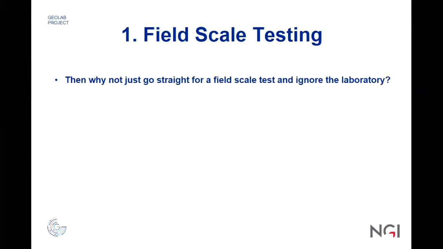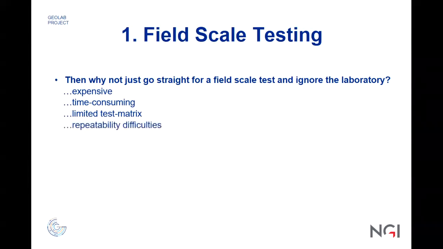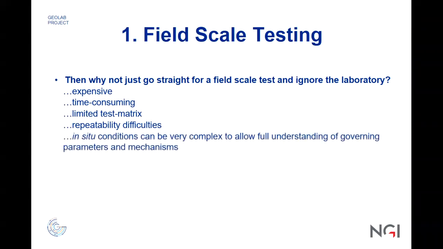But why don't we just do field scale tests and not do lab tests then? The main reason is that it's extremely expensive, and that is the reason for many things why we don't do it. It's time consuming. You can have a quite limited test matrix compared with what you can do in a centrifuge or in a test pit. It has repeatability difficulties, of course, also because it's expensive and the condition is natural. We have much less control than if you test in the lab. And in-situ conditions can be very complex, making it hard to fully understand the governing parameters and mechanisms.